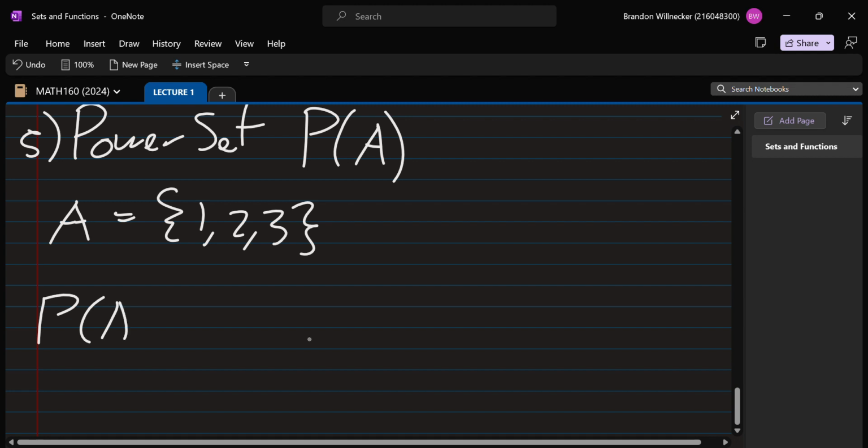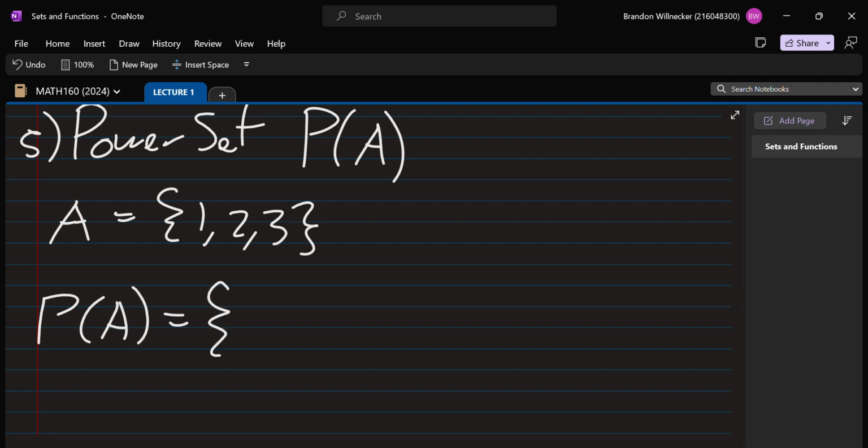The power set of A is given by all the possible subsets, and we usually go in order of how many elements there are. So we start off with the set that doesn't have anything. We call that the empty set, given by this Greek letter phi. You can write it like that. It's just the set with nothing inside. That's a perfectly valid set to have.